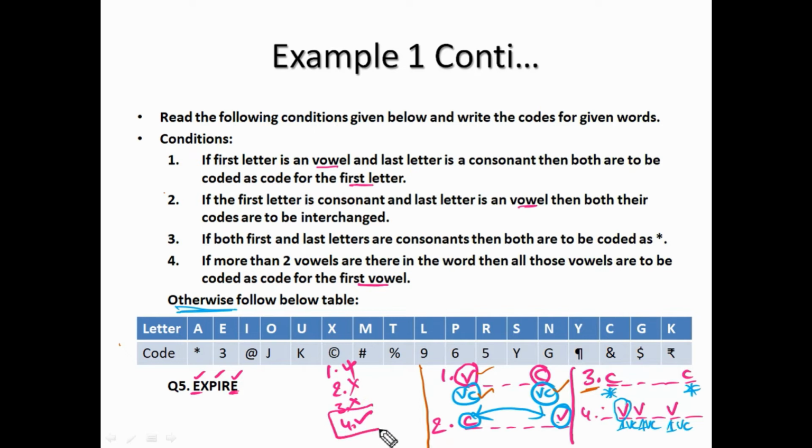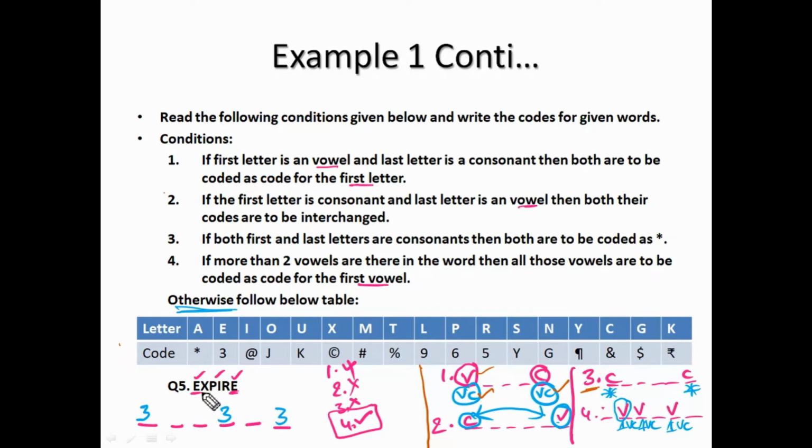So according to condition 4, we have to replace all the vowels by first vowel code. So here, E, X, P, I, R, E. What is the first vowel? E. What is its code? 3. And write 3 for all the vowels. First place is a vowel, X, P, I. This is also 3. R and E. This is also 3. All the vowels are replaced by first vowel code.